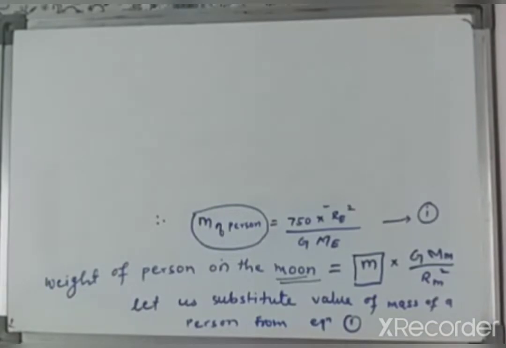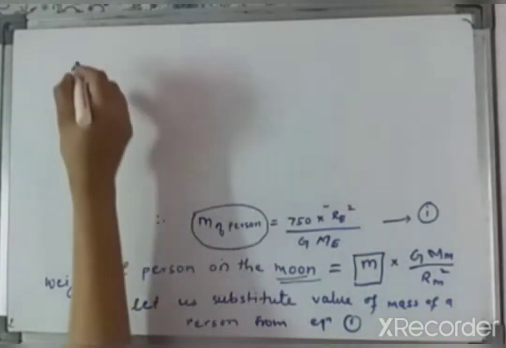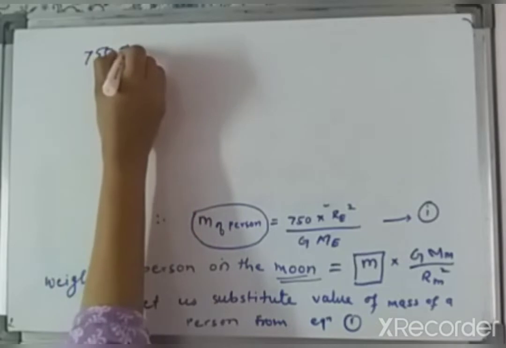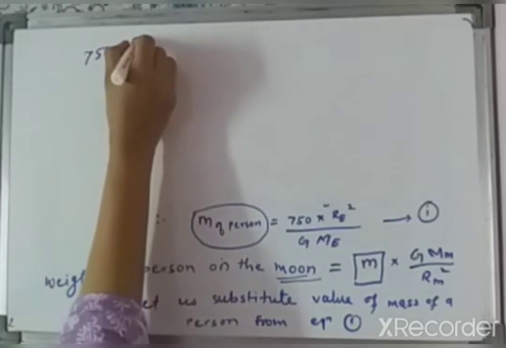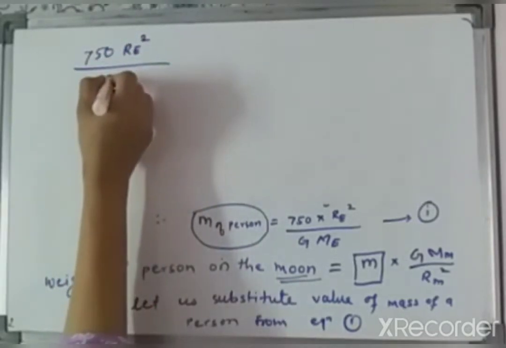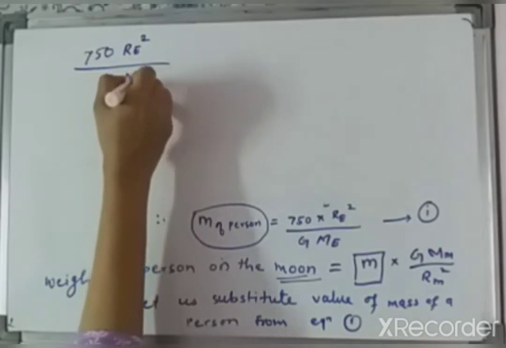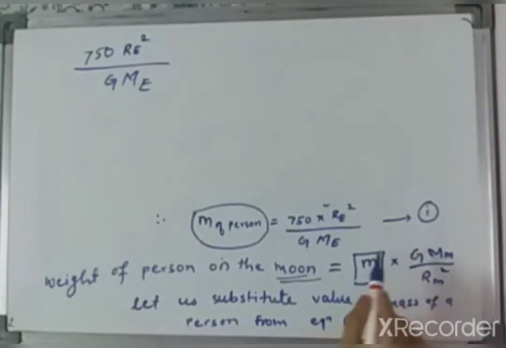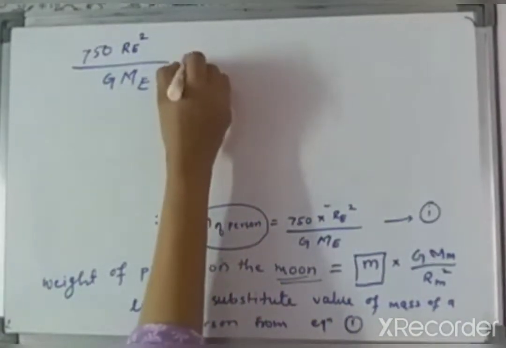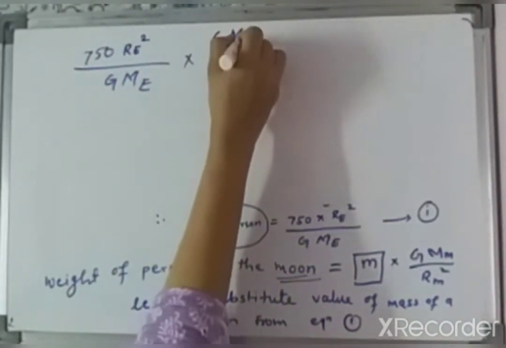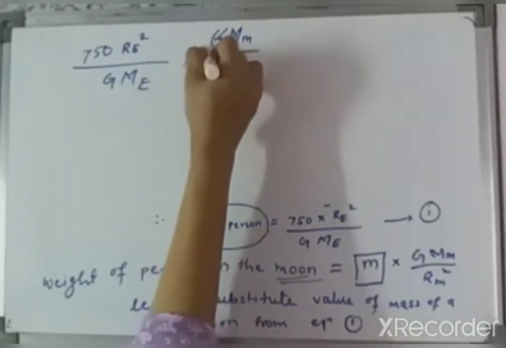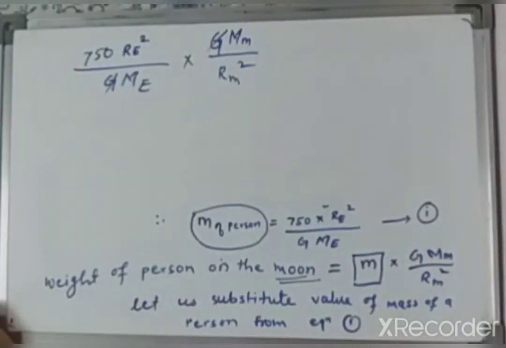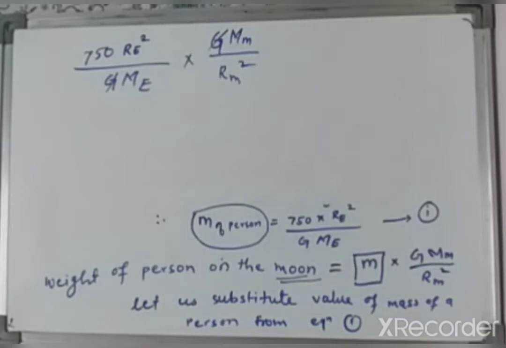So therefore 750 equals radius of earth bracket square upon G mass of earth. This is the value of m we have substituted, multiplied by G mass of moon upon radius of moon bracket square. Now see, this G is common, it will get divided by 1, right?